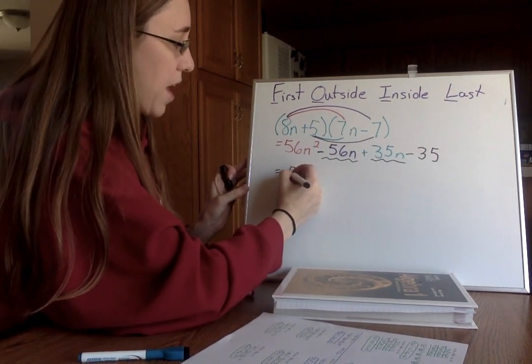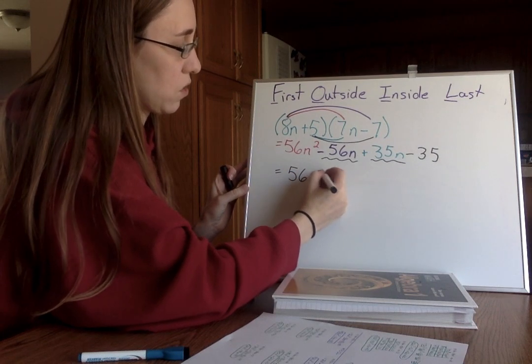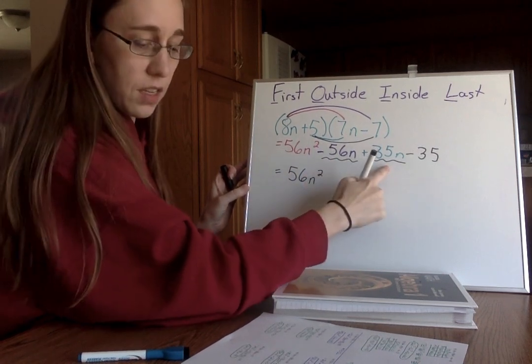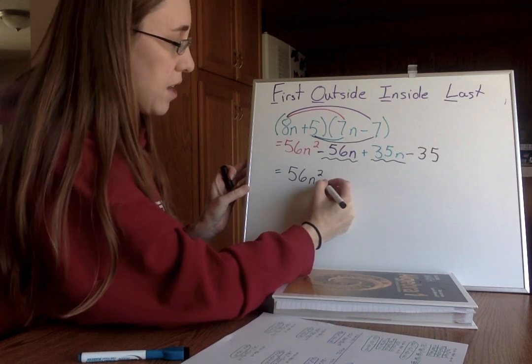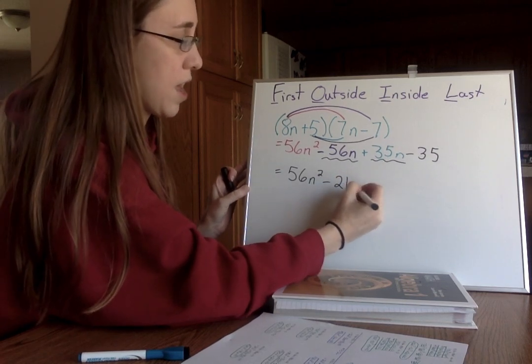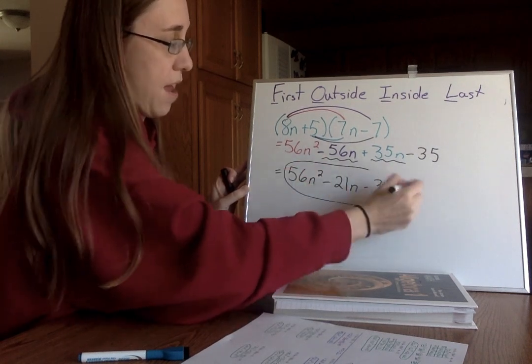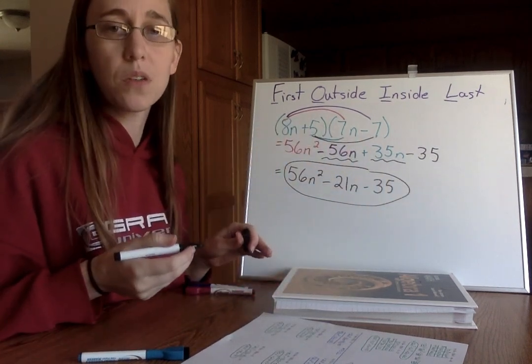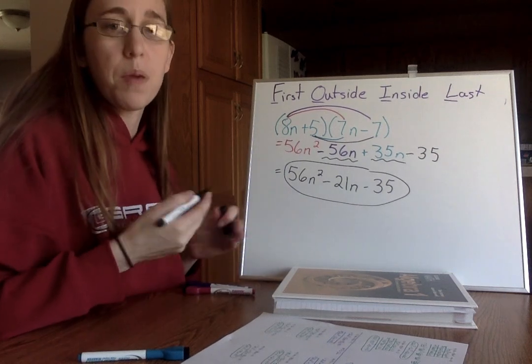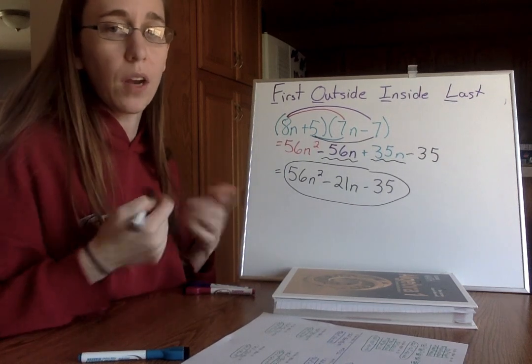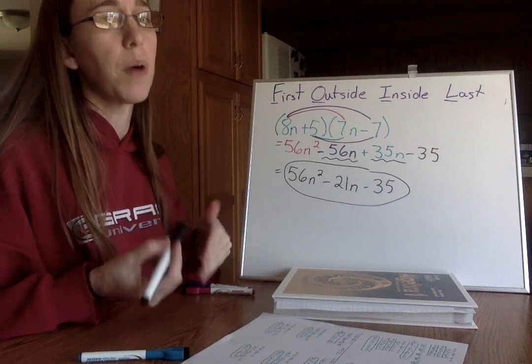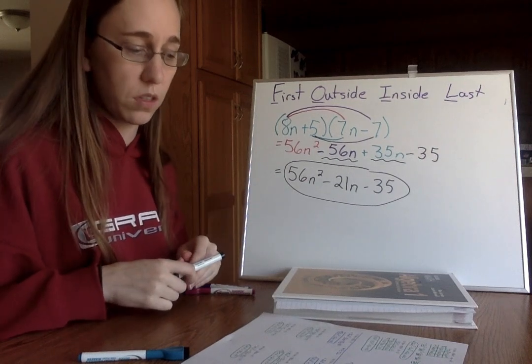So when we simplify it, we have 56n squared. Negative 56 plus 35 is negative 21n, and then we still have our minus 35. That is the exact same thing you would get doing the table, but a lot of people like to do this. Sometimes you get really good at it and can do it in your head a lot faster, but if you forget, table method also works.